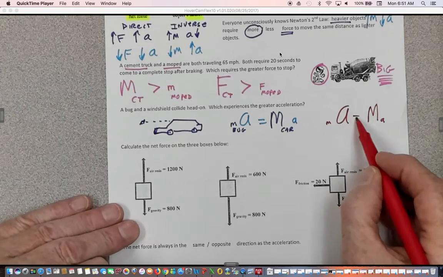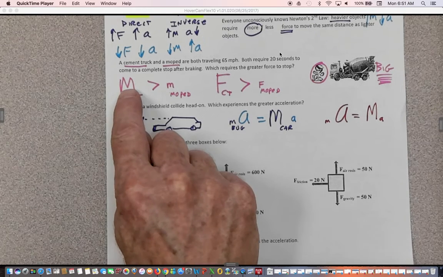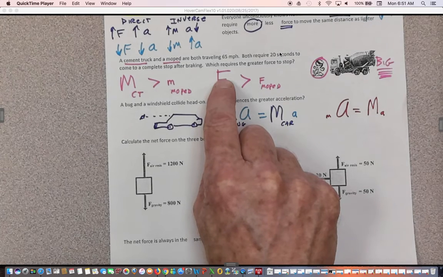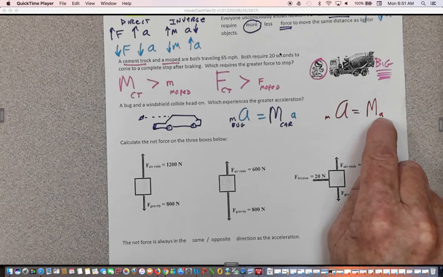Put an equals between these. We'll talk about this when we do Newton's third law. So if you have a big mass, you have a big force. If you have a big mass, you have a small acceleration.